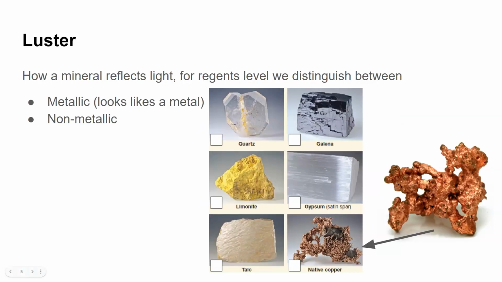Okay, so we're going to go through each one of these properties now. So luster is simply how a mineral reflects light. And in terms of the Earth Science Regents course, materials are either metallic, they look like a metal, or they're classified as non-metallic. So taking a look at our options on the right side, we have quartz, galena, limonite, gypsum, talc, and native copper. So try to take a look at this and figure out which ones of these look like metals. You can pause the video and do that.